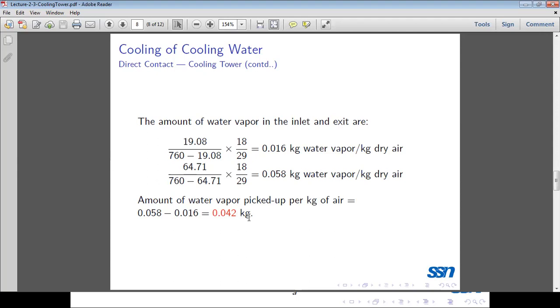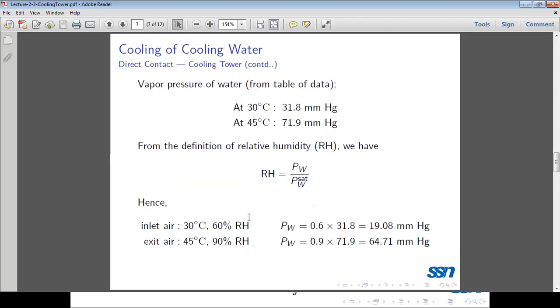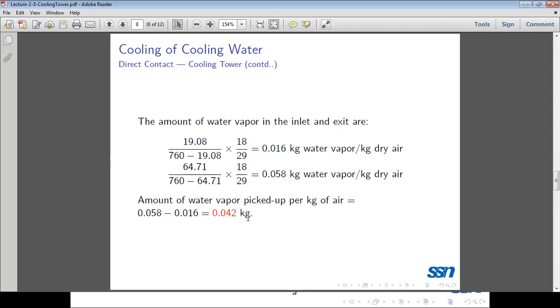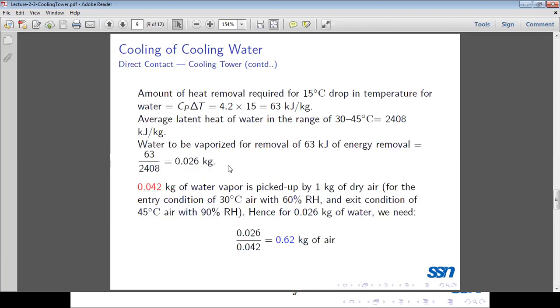Otherwise, it takes initially 0% and it is taking say 4% of water. Here we are going to compare sensible cooling and latent heat cooling. Sensible cooling, for a 15 degree Celsius drop with 4.2 specific heat, gives a specific energy removal of 63 kilojoules per kg.